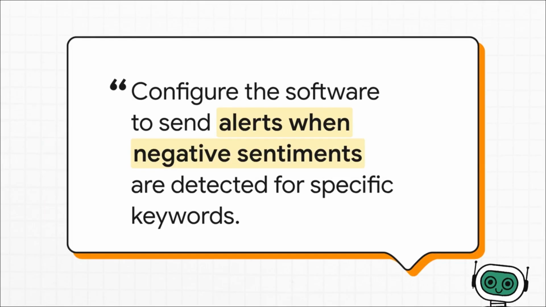So imagine you just launched a new product. Instead of having someone scroll through Twitter all day, you get an automatic alert like this. This tells you there's a problem, and you can jump on it immediately. That's the real power here, turning a potential crisis into a chance to respond and fix things fast.